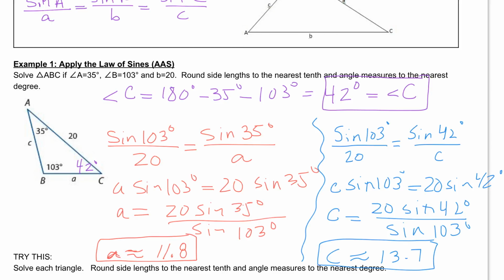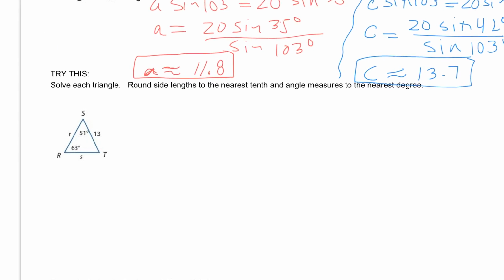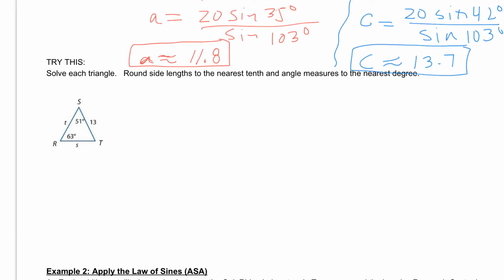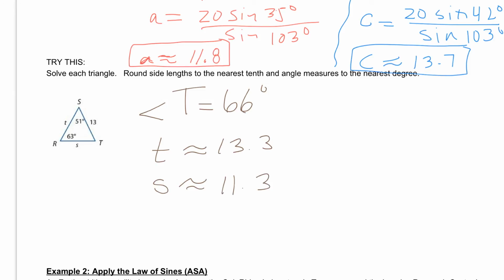Next thing I'd like you to do is take a look at the try this. So go ahead and pause it now and unpause it when you're ready to check your answer. If you did the try this correctly, you should have gotten angle T to equal 66 degrees. You should have gotten side t to be approximately 13.3, and side s to be approximately 11.3. If you have questions on any of this, let me know.